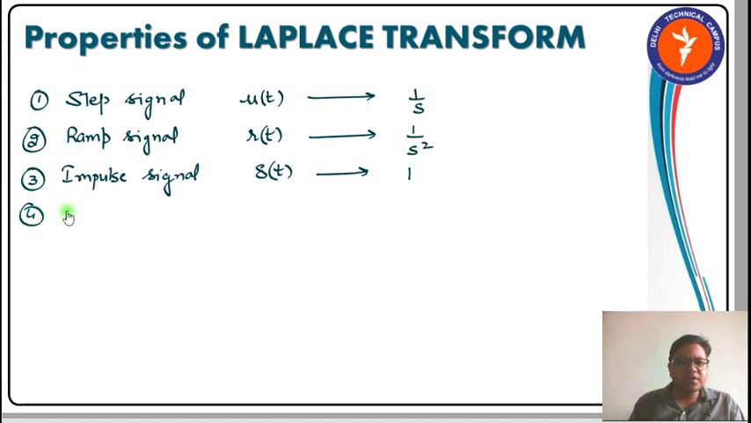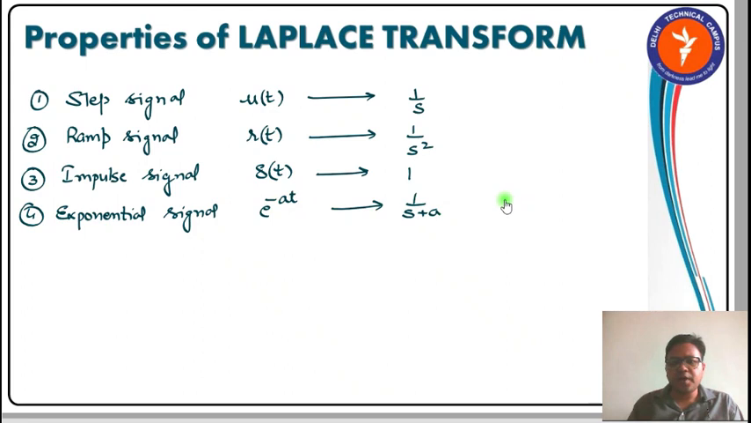Similarly, the Laplace transform of an exponential signal, e raised to power minus at, will be 1 by s plus a, and if it had been e raised to power at, then its Laplace transform would be 1 by s minus a.